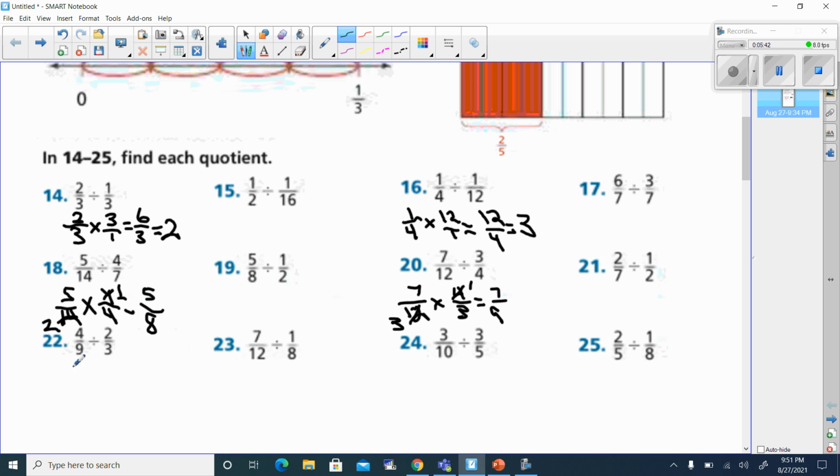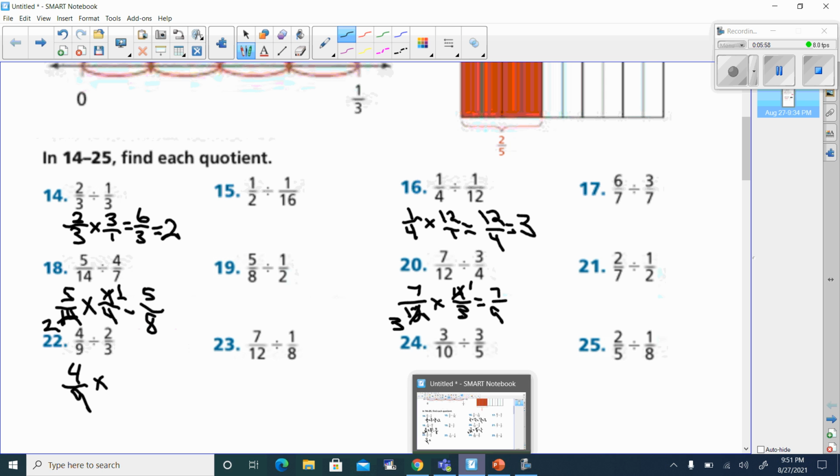We have 4 over 9. We're changing from division to multiplication using keep, change, flip. In my class, sometimes I teach Kentucky Fried Chicken. It's the same thing. We keep, we flip, we change. It's the same steps. And over here, now we would take just a 3 over 2.